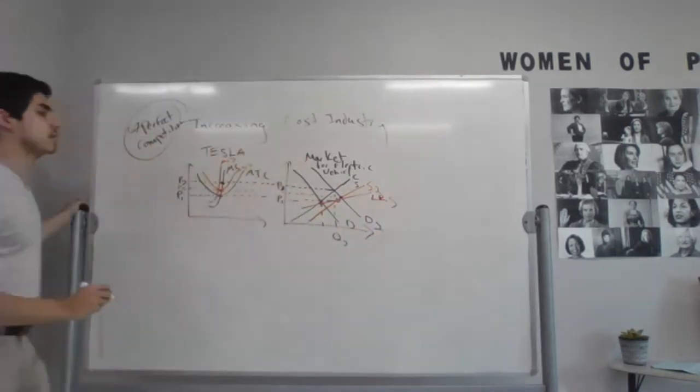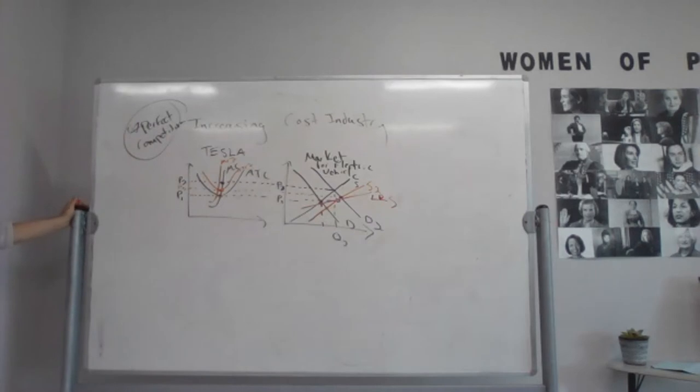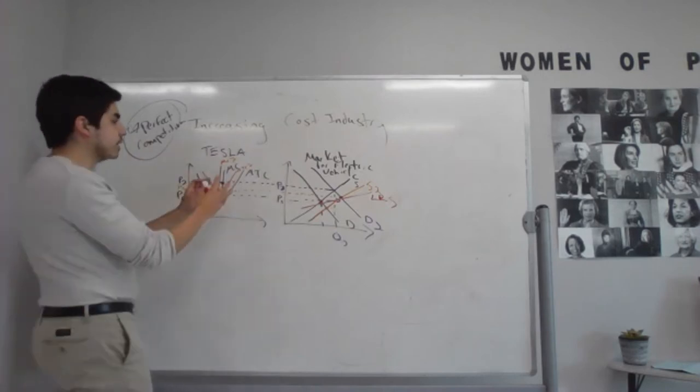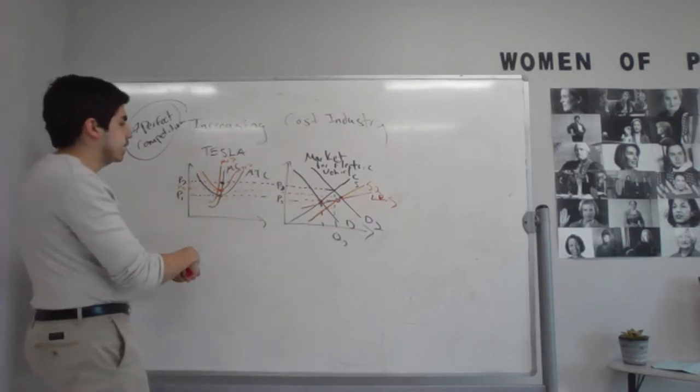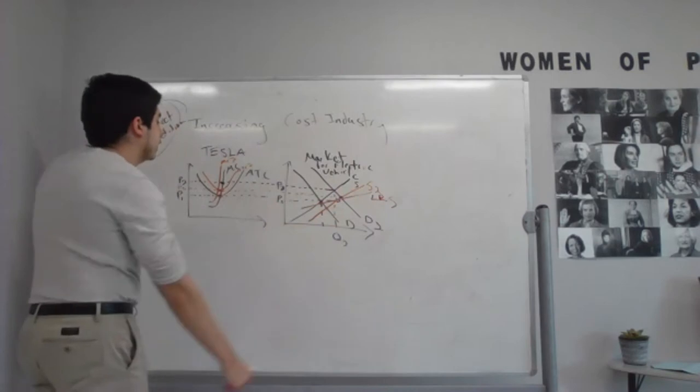And we see that the long run supply curve is upward sloping. Pretty cool, huh? A little math. Now, when you're drawing this, you can also draw the reverse, and you would still see an upward sloping supply curve.